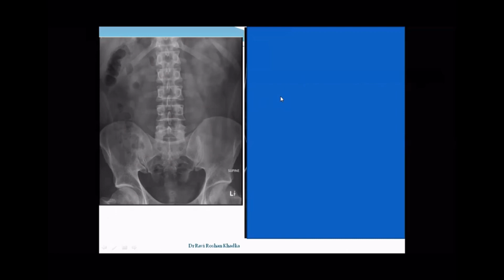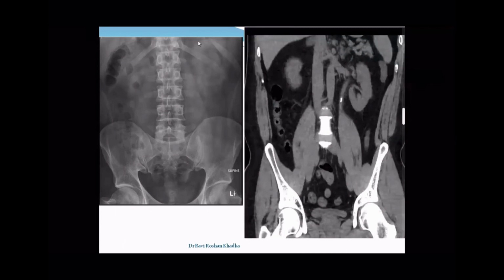Same patient, the non-contrast CT scan is now showing you a hyperdense, that is whitish, structure in the upper ureter. See, in this patient we cannot see anything in the plain X-ray KUB, but we can see the stone in the non-contrast CT scan. That's why these types of stones are known as radiolucent stones, because they were not seen by plain X-ray KUB. But these radiolucent stones can be diagnosed by non-contrast CT scan as well as ultrasonogram.